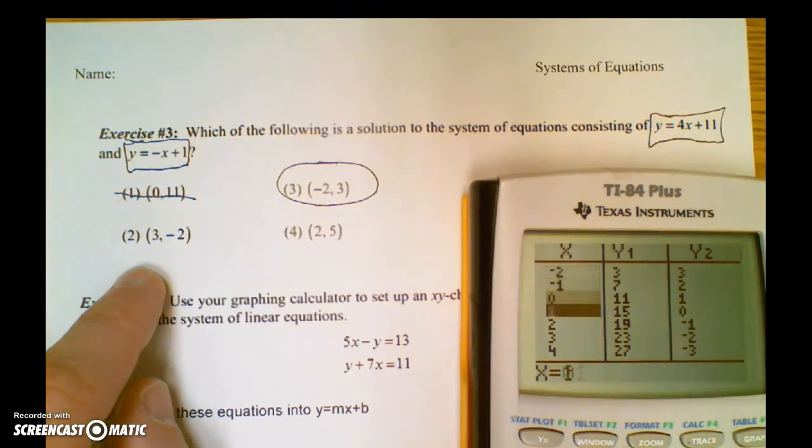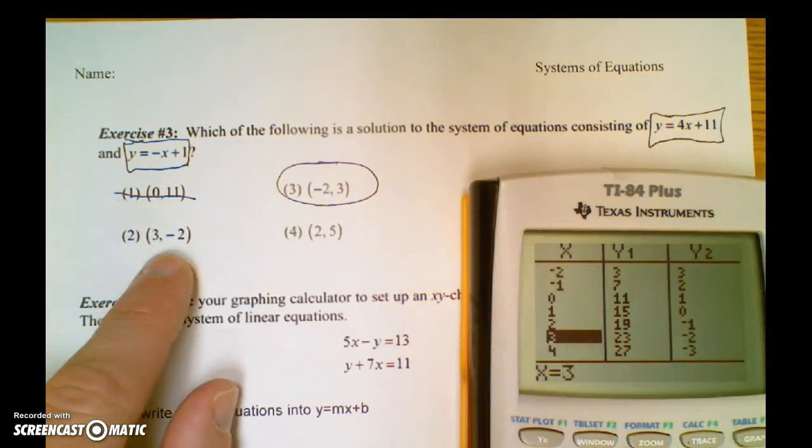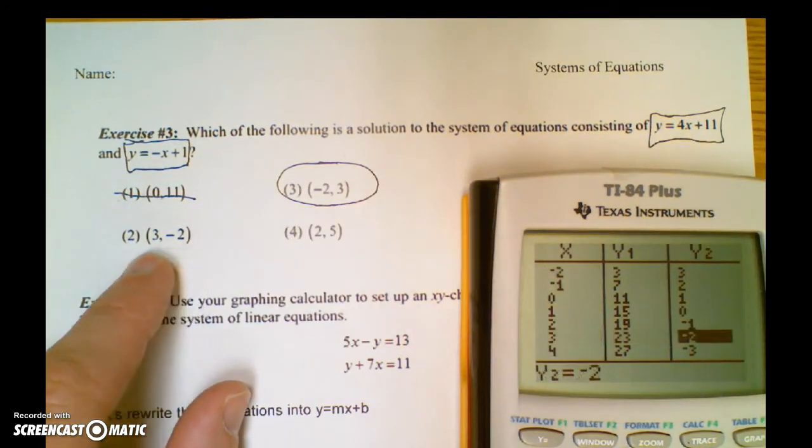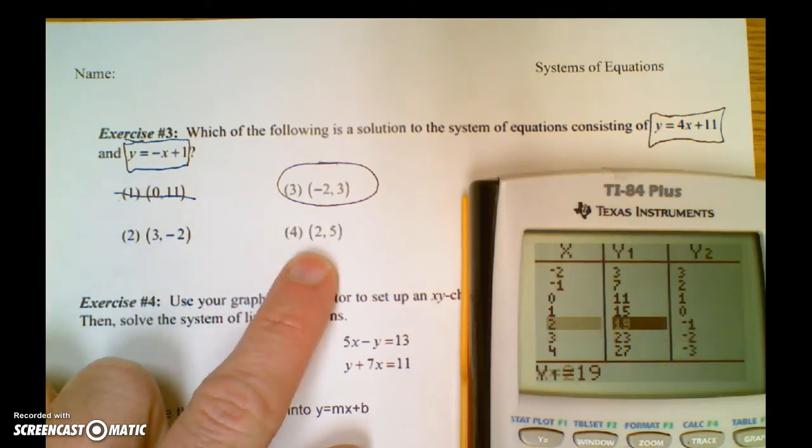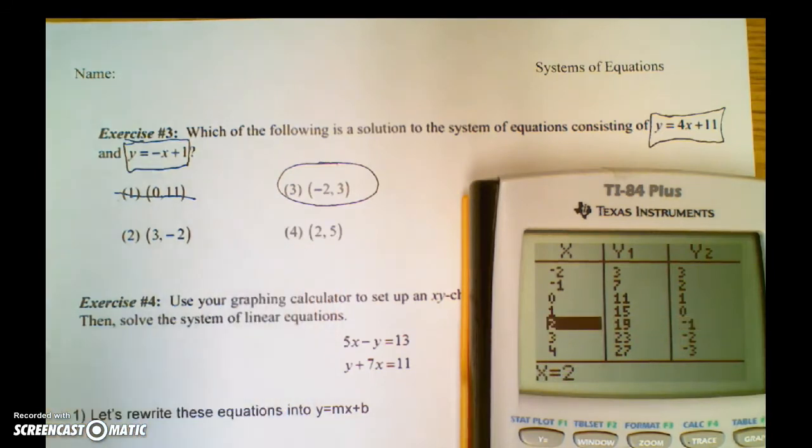Check the other two though, just to make sure. When you plug in 3, one of the equations gives you -2, but not both. And when you plug in 2, this isn't even a right answer. So it's got to be the third choice.